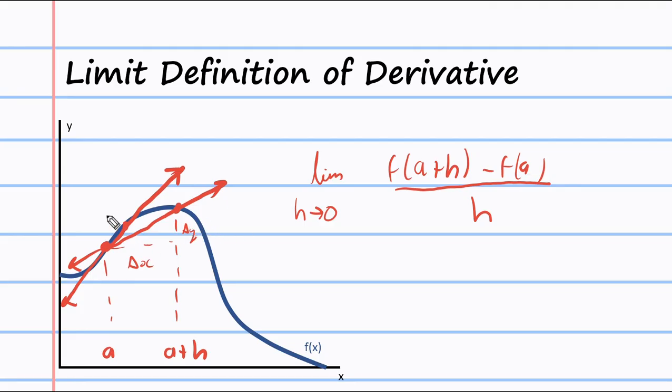Okay, so now when you let h approach 0, we're essentially going to close this gap, and the slope of the secant line slowly approaches the slope of the tangent line. So this is what the limit definition of the derivative is.